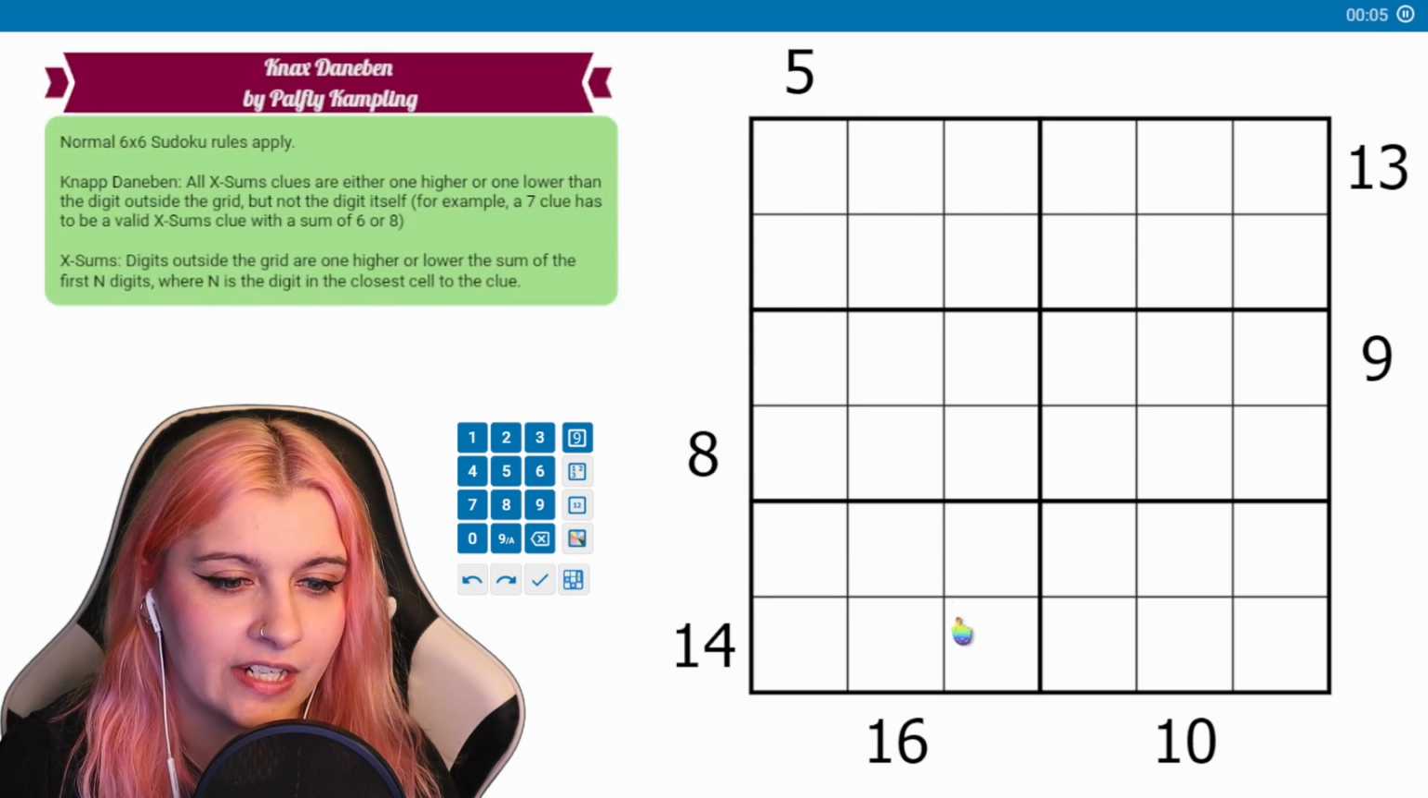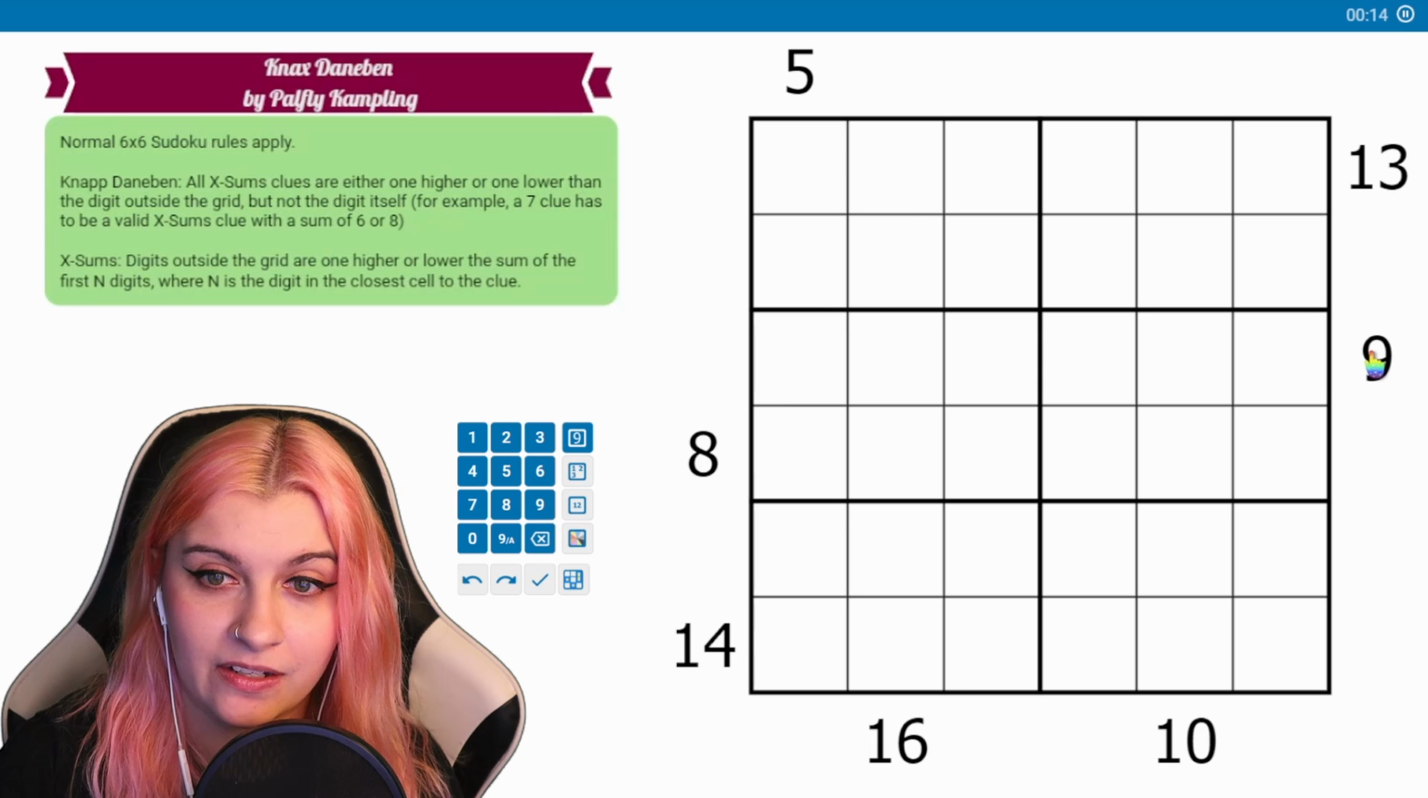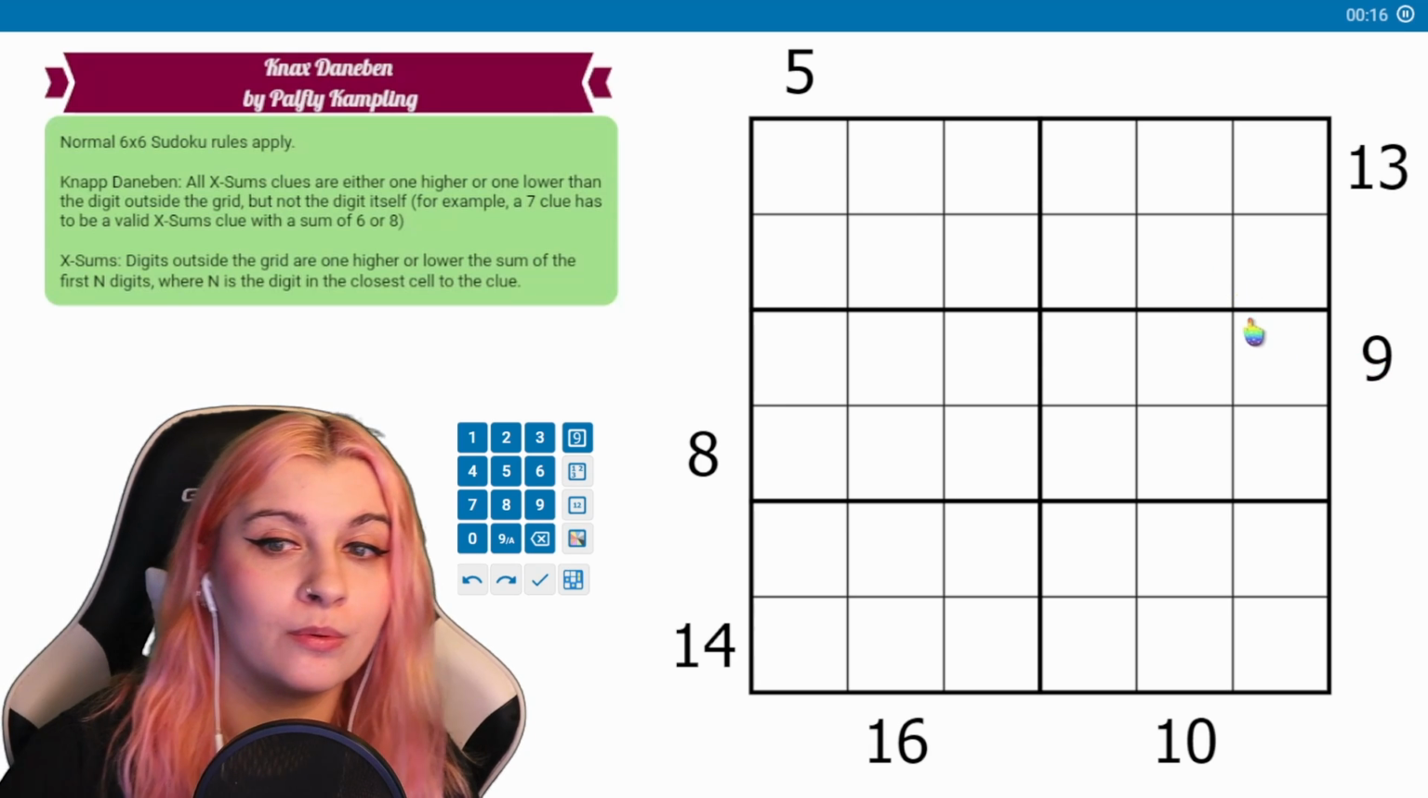This is a 7 or a 9. This is a 13 or a 15. This is a 15 or a 17. This is a 9 or an 11. This is an 8 or a 10. Ooh.